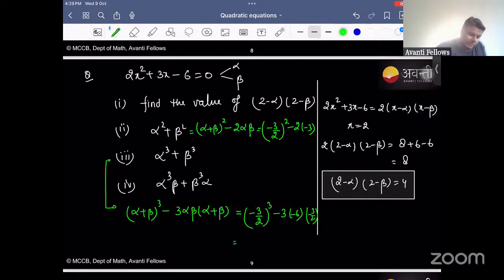So now I think you can manage. And here, if I take alpha beta common, it will be alpha square plus beta square. Alpha beta you are already aware of, that is minus 3, and alpha square plus beta square we just calculated in the second part. Am I clear?